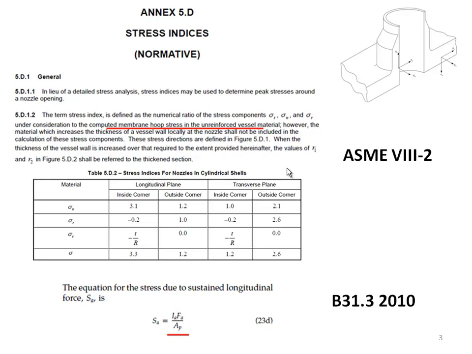The B31.3 pressure stress index that we saw on the last slide is based on FA over AP, which is the longitudinal stress in the pipe. AP is the area of the branch for the branch evaluation and the area of the run for the run evaluation. For Section 8 Division 2, the areas and the wall thicknesses are always for the vessel, or for the run. So we're given what should be considered applicable data in Section 8 Division 2, but it's not in a form that's directly comparable to the B31.3 required sustained stress index.